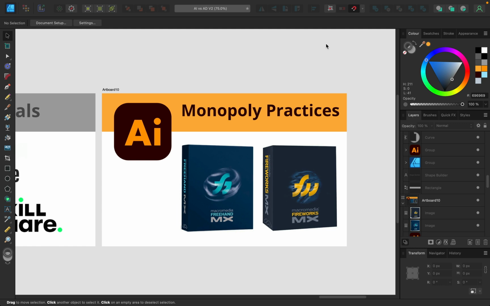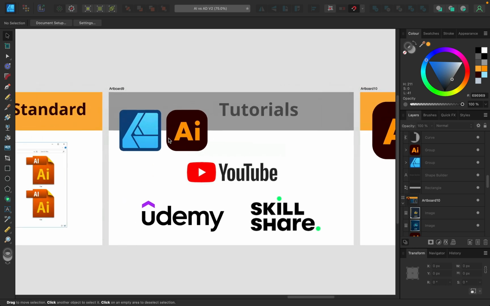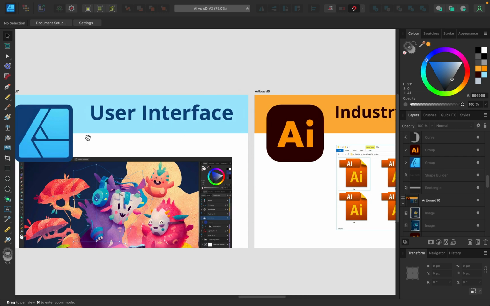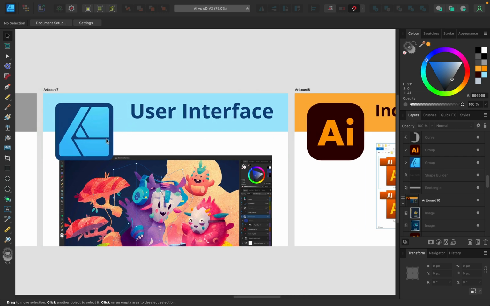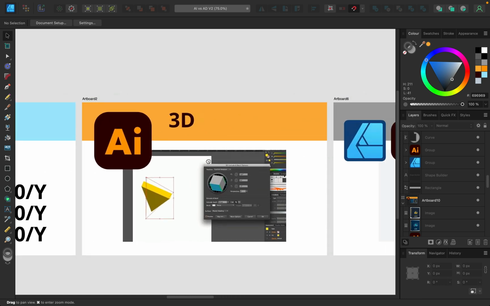All right, so today we looked into 10 different things comparing Adobe Illustrator with Affinity Designer version 2. So let's summarize quickly. So Adobe Illustrator, that's a kind of history of monopoly practices, so keep that in mind. For the tutorials, available for both programs, no problem here. Industry standard, that's still a winner for Adobe. User interface, it's much more modern in Affinity Designer. iPad version works best for both. There's no winner here. 3D tool, that's for Adobe. Adobe is a winner definitely for 3D tool.